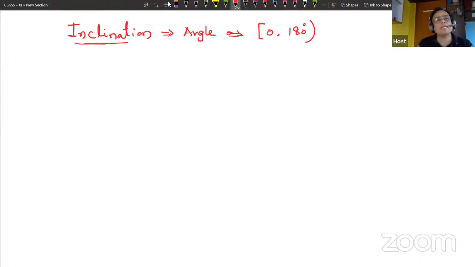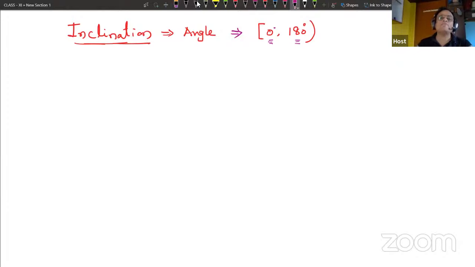So first of all, inclination is an angle. But be cautious, this angle should be in the interval 0 degrees to 180 degrees. In this interval, you see that the angle 0 degrees is included, but the angle 180 degrees is excluded. You will get a clear idea of this. You got the idea in the first topic itself: intervals, open interval and closed interval, semi-open, semi-closed intervals.